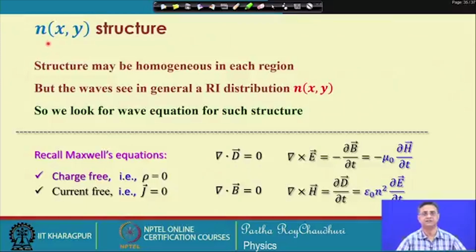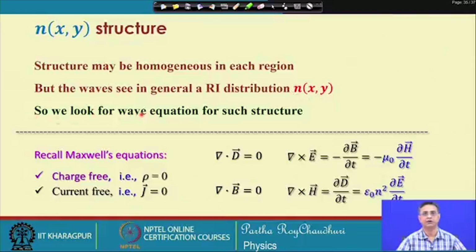So, when the structure is x-y dependent, that is, you have refractive index variation along both x and y direction, but separately each of the regions is homogeneous. Even though each of the regions is homogeneous, the refractive index of each region is different from the remaining others. So, in such a situation the wave sees in general a refractive index distribution which is n of x, y. We have understood that.